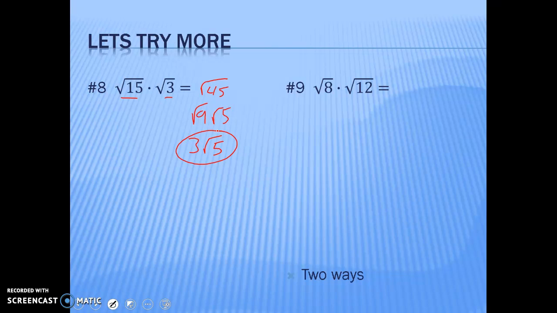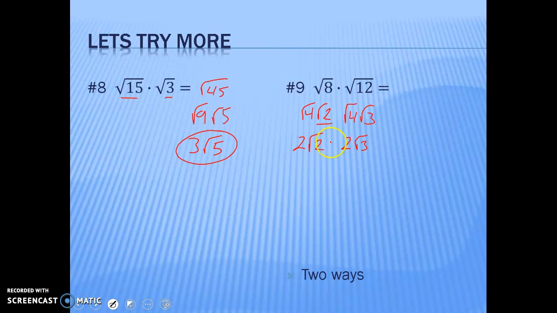If we try number 9, there are two ways that I can do number 9. I could simplify both of them first. I could take the square root of 8 and write it as the square root of 4 times the square root of 2. The square root of 4 we know is 2, and I can't do anything with the radical because I don't know what the square root of 2 is. I can also do this by taking the square root of 12 and writing it as 4 times 3. The square root of 4 we know is 2, and I can't do anything with the radical 3.